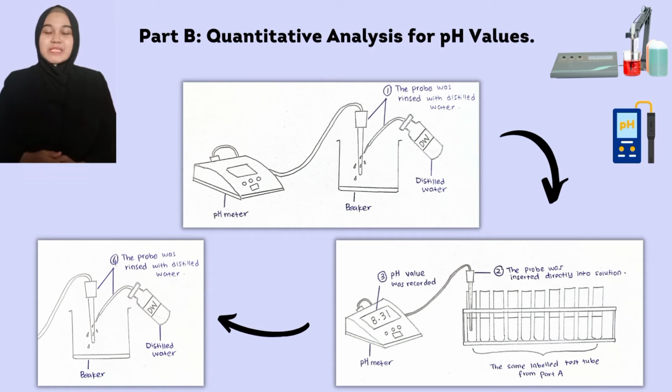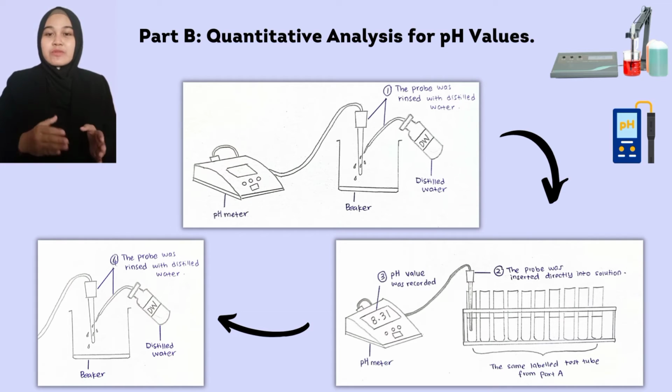And the last part is part B, which is quantitative analysis for pH values. First of all, the probe was prepared to take the pH measurements. The storage bottle was removed and the lower section of the probe was rinsed with distilled water. The same 10 test tubes from part A, which contained the same samples, were used. Then, the pH probe was inserted directly into each test tube.